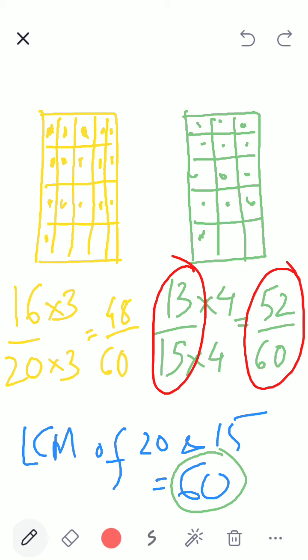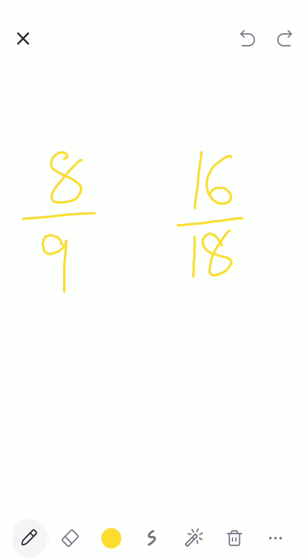Okay. So now let's go and do some activity. So now tell me, children, 8 by 9 and 16 by 18. Which is bigger? Put it privately in the chat box.